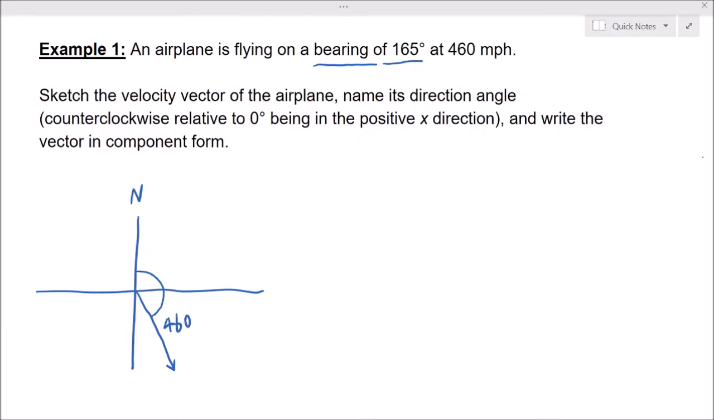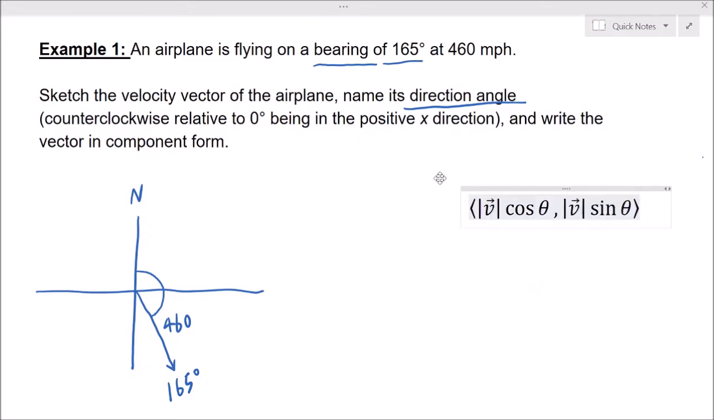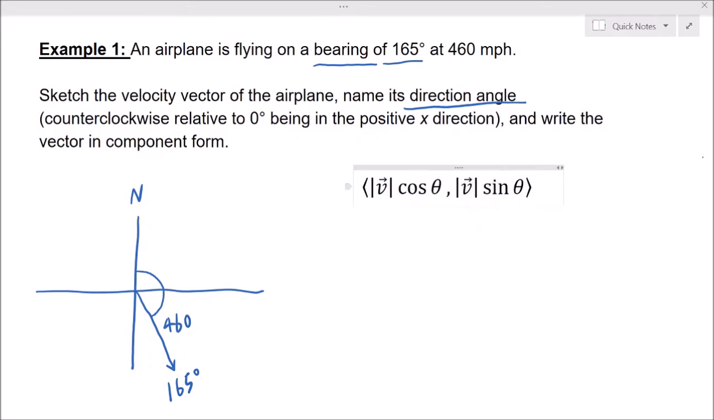And really the key, first and foremost, is to convert the bearing of 165 degrees to our normal type of direction angle. And then once we find that angle under our normal system, then we've got this formula from before, right? That you can use the magnitude and the angle with to find the component form real easy.